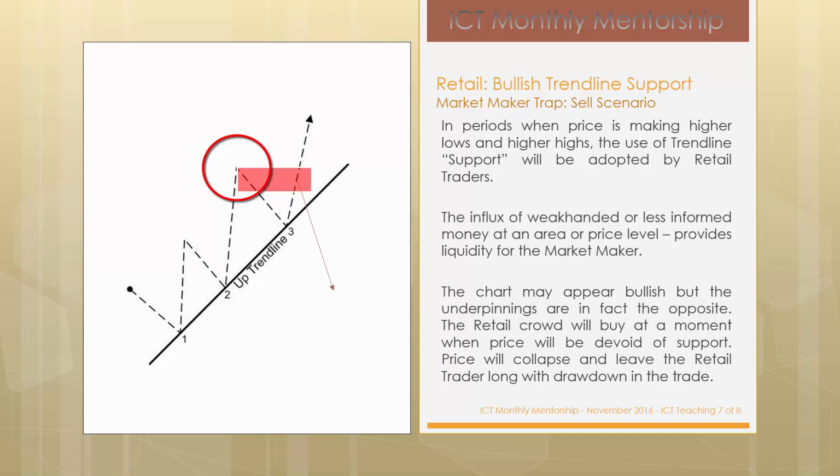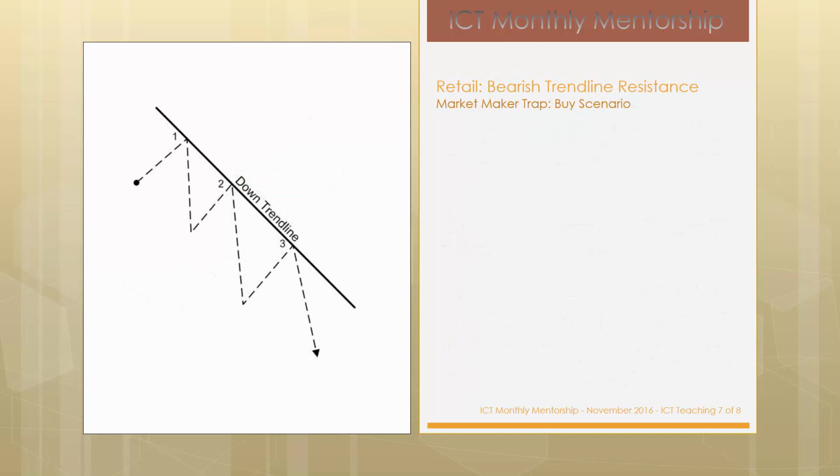All I'm looking for is a reason to be contrarian, because if the trend line looks so obvious to me, I look at that as a trap. Retail bearish trendline resistance.